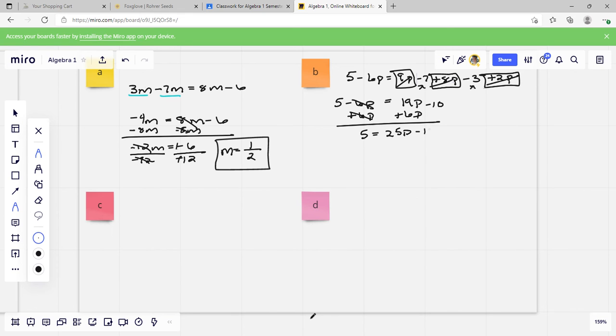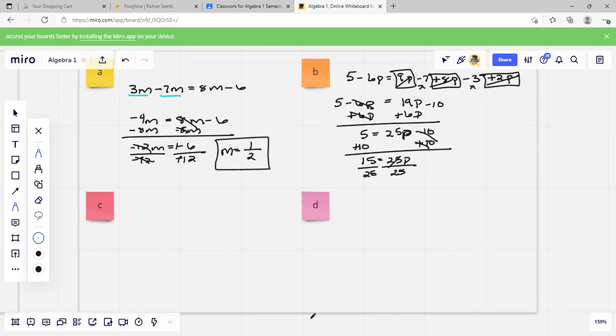Minus 10. Now I have to get my constant off of this side. I got to undo this, so I want to try to get p by itself. That's what I'm trying to get. So I'm going to do the opposite of minus 10, which is plus 10. Whatever you do to one side, you have to do the other side. So 15 equals 25p, and then my last step is divide by 25.